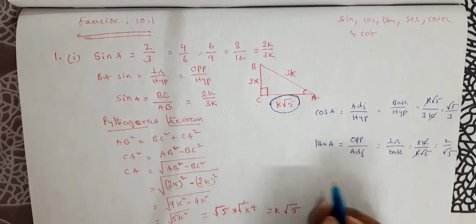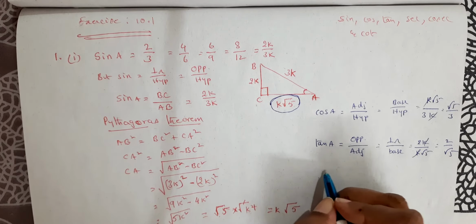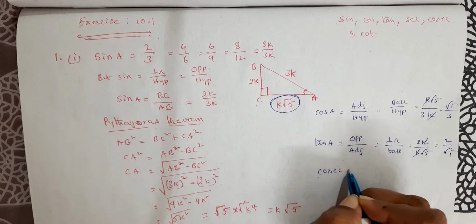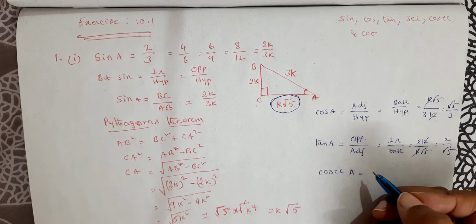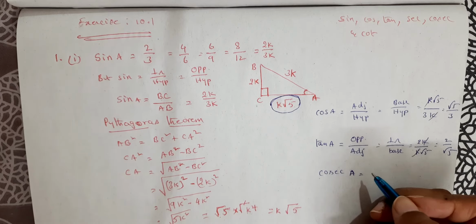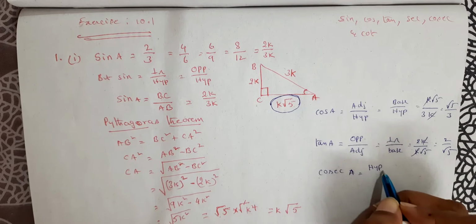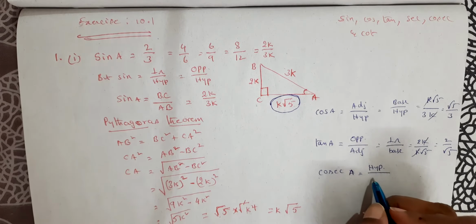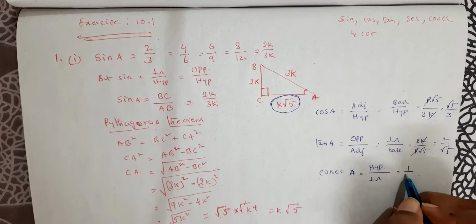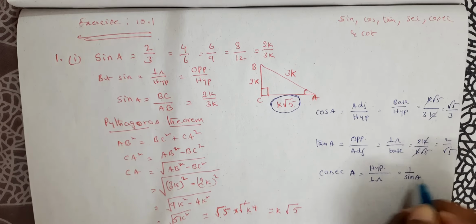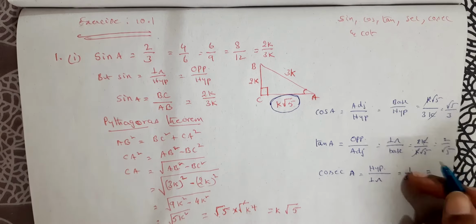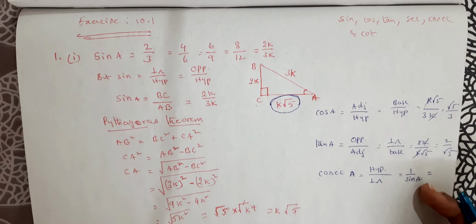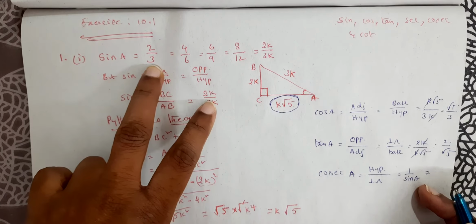The other one here is now cosecant. You can write cosecant A directly as hypotenuse by perpendicular, or that is also equal to 1 by sin A. Is it not? Cosecant A is defined as 1 by sin A. We know the relationship. So just the reciprocal of sin A gives you this one. What is sin A? 2 by 3.